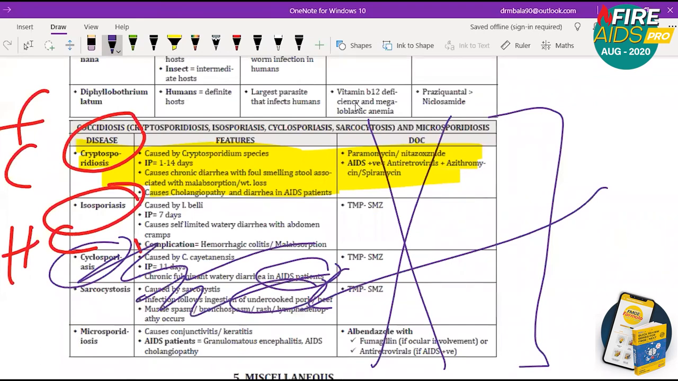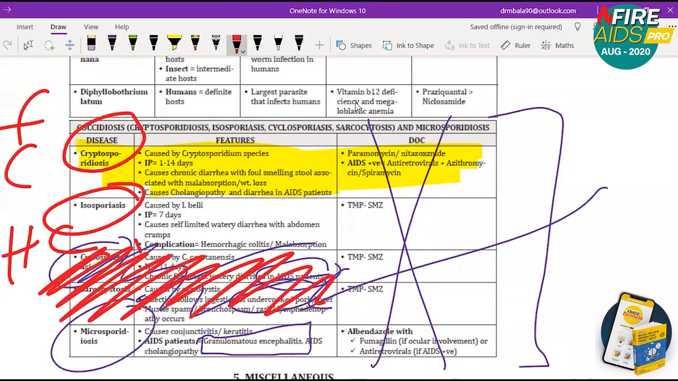But microsporidiosis is very important, because it is going to cause something very essential, that is granulomatous encephalitis. That is where you should focus. An AIDS patient with granulomatous encephalitis is nothing other than microsporidiosis. So blindly, without even looking at other options, you can go for this answer, microsporidiosis. Out of this entire table, I would stress more on crypto, iso, and micro. Only these three I'll be stressing. If you know these three, this table would be covered.